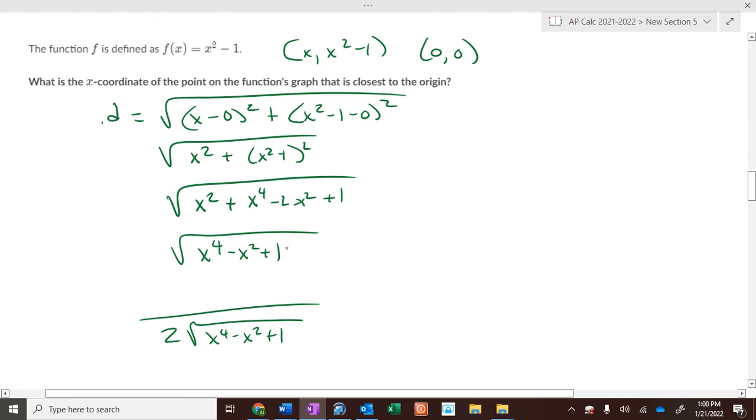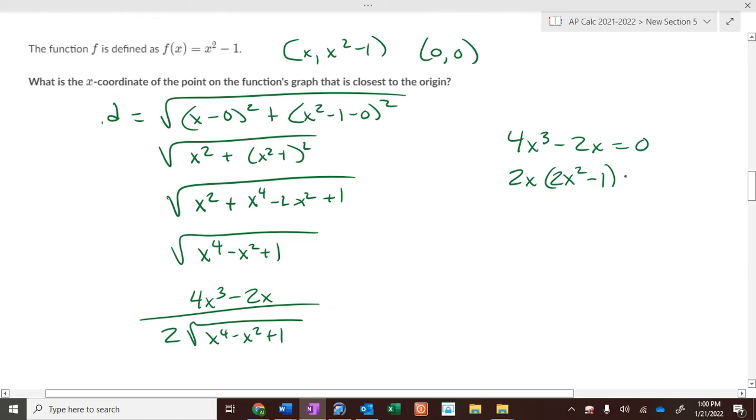What's the first derivative of the inside? That goes on top. 4x cubed minus 2x. So we set 4x cubed minus 2x equals 0, and then we solve. What can we take out? 2x. And we get x squared. So it's x squared minus 1.